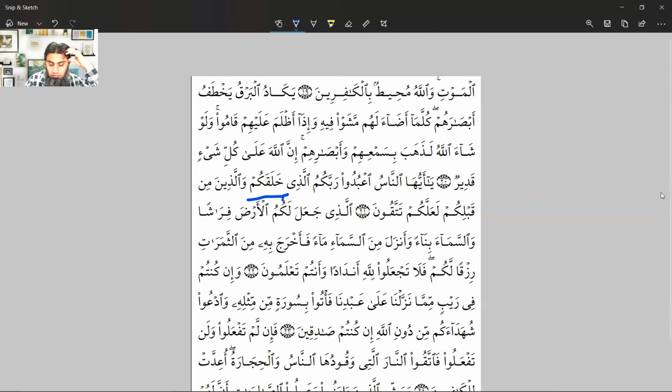Okay, and then wa, that's harf ataf. Ud'u will be the same ma'tuf ala a'tu, so it will be the same ma'tuf ala of the previous fail. It will again be fail amr. Then shuhada'akum, that's idafa. It will be maf'ul bihi of ud'u. Excellent, good job. Min dunillahi: dunillahi will again be idafa, and min dunillahi will be a jar majrur phrase. MashaAllah, great. The mutalliq will again be the fail.